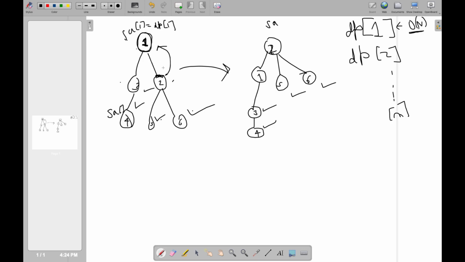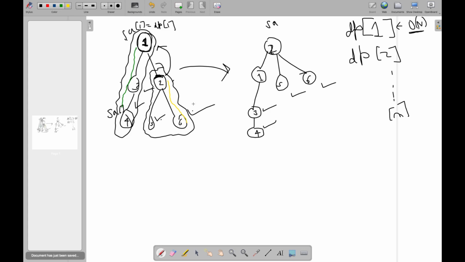What happened in 1 was that this sub answer was removed, and what happened for 2 was this sub answer was added. So what happens in rerouting is the sub answer for the new node, the new root, would be increased by this much. By this much. And for the previous one, it reduces by this much. Okay, so this was the general idea for rerouting.